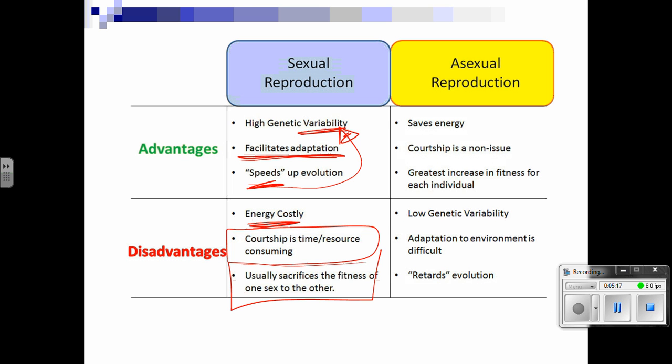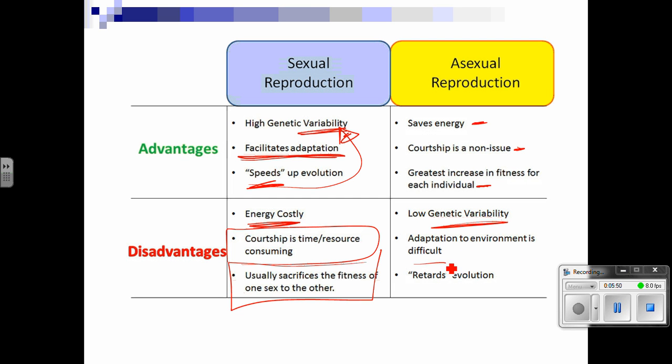Asexual reproduction kind of is almost like a flip-flop. Not a lot of energy expended in this because you're just dividing a cell. No courtship because there's only one parent involved or one cell involved. And there's a great increase in fitness for each individual. There's not really a disparity between individuals because they all reproduce the same way. The disadvantages is that there's not a lot of genetic variation, which means that when the environment changes, they're all going.